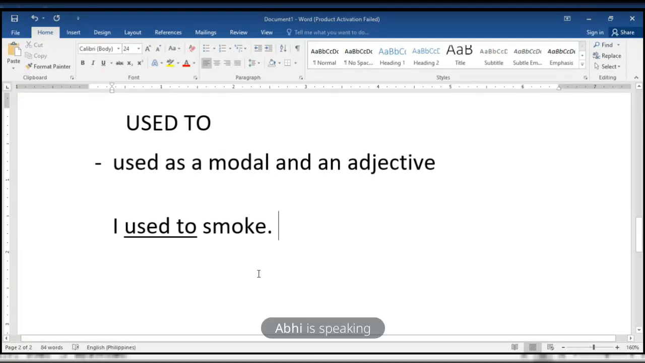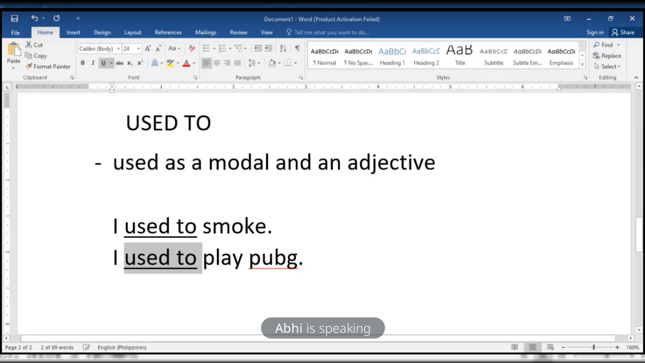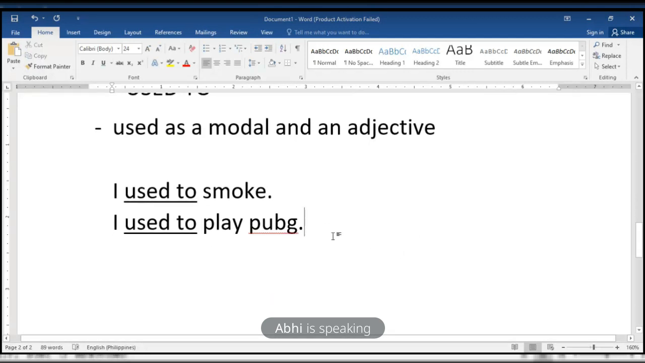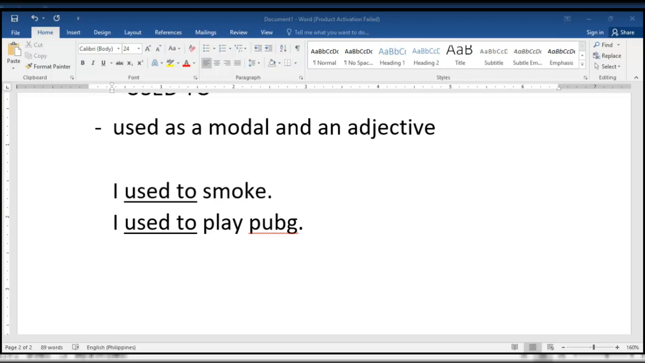I say that I used to play PUBG. I'm talking about my past action. I don't play now, but earlier I used to play. So here we can see that after "used to", "play", which is the verb's first form, has come. This is the first form. Then the tense, what will it be? The tense is past.